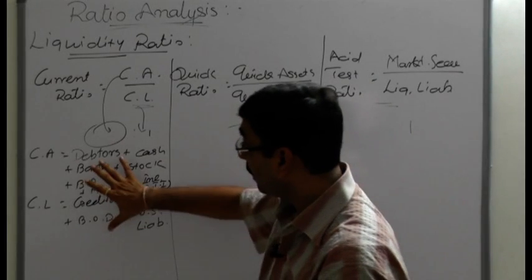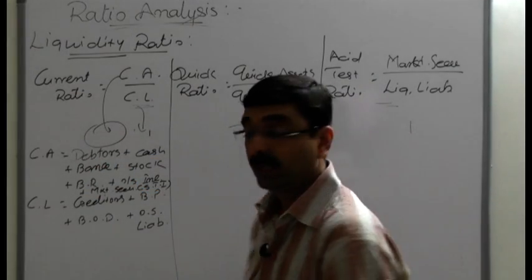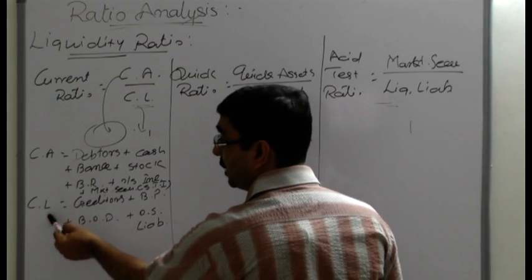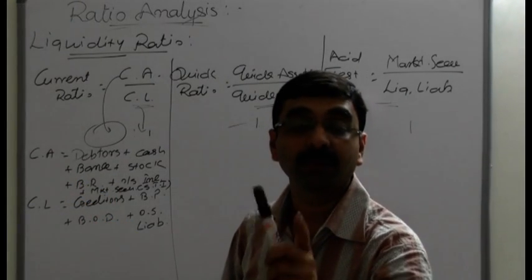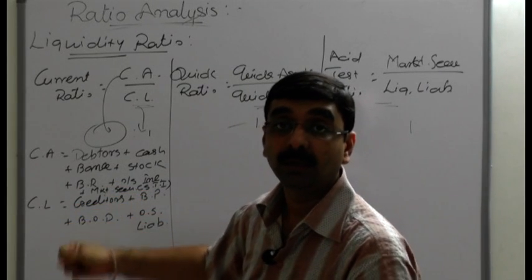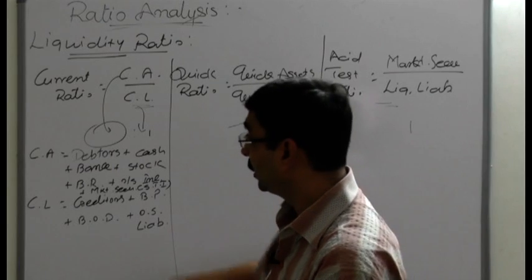So this is the comparison of a current ratio. How much current asset strength is there to meet all the current liabilities at the time of maturity? This ratio represents the working capital strength of the company.